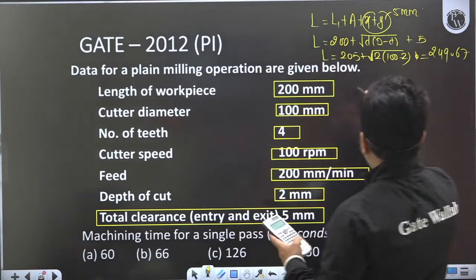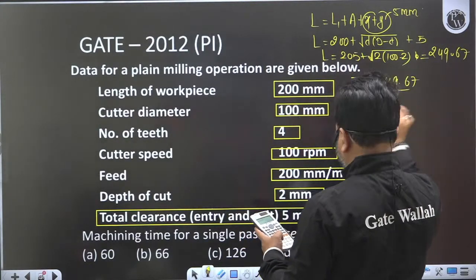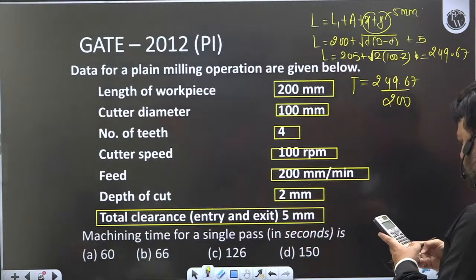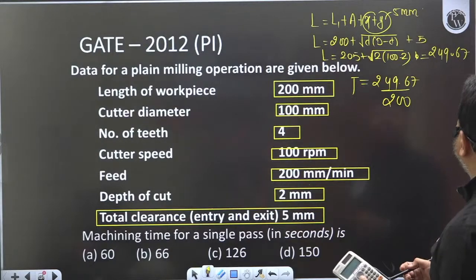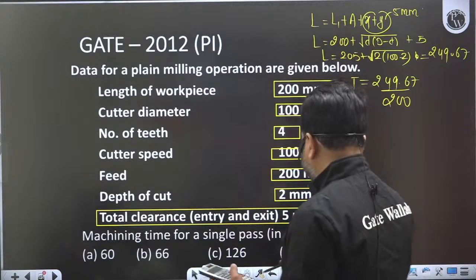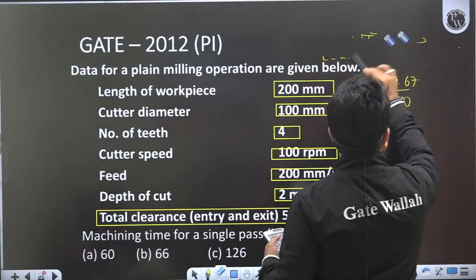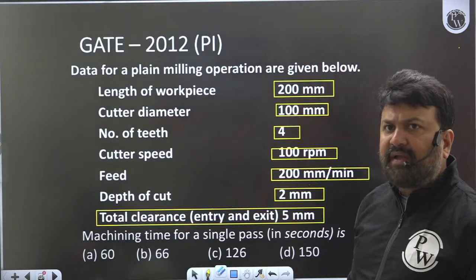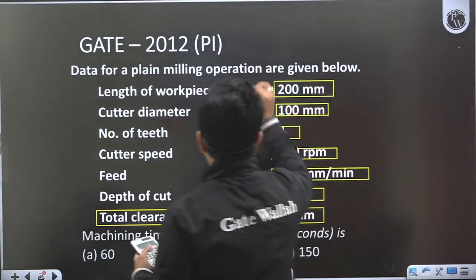Okay, so the machining time is 249.67 divided by table feed, what is it? 200. Divided by 200, into 60. I think we made some mistake in this length. We did some mistake here. Yeah, it is 219. Yes, we did some mistake.